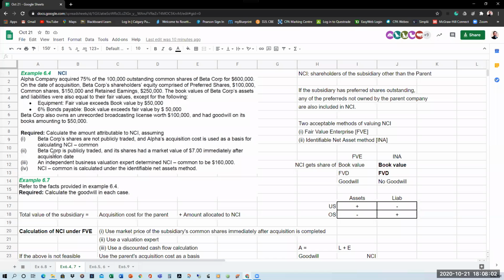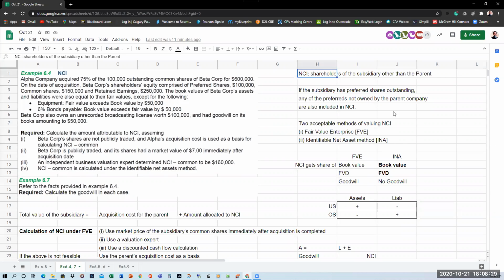And 6, 7, they're related. It's basically they share the same facts. So example 6.4 gives us some information about a company's acquisition of another company's shares. And then it asks us to calculate the amount attributable to non-controlling interest, assuming, and then there's a bunch of scenarios. Now, I want to talk a little bit about non-controlling interest.